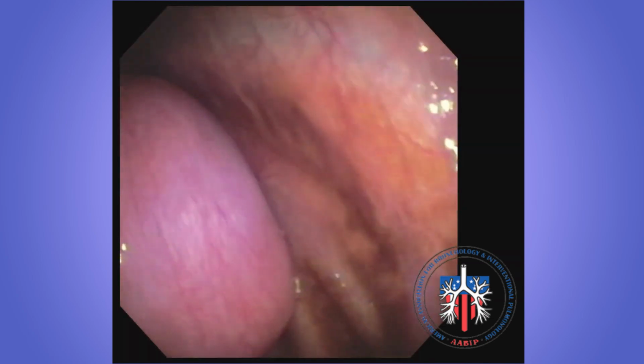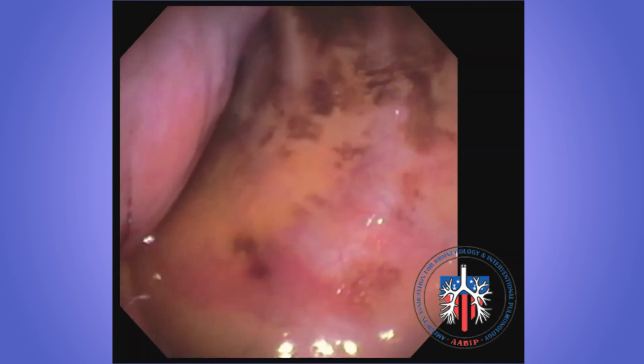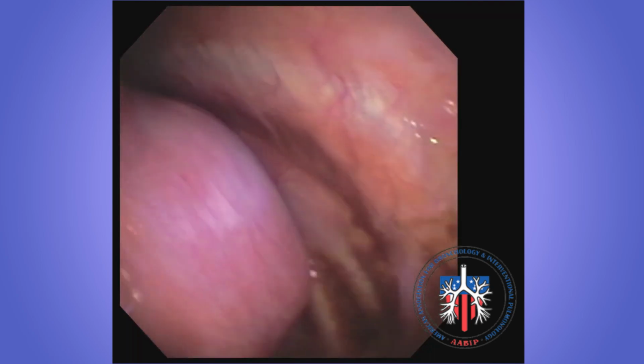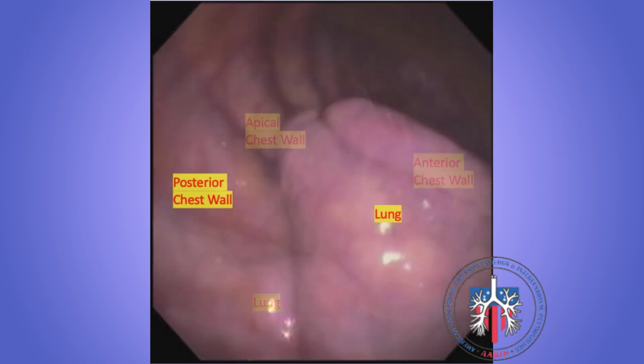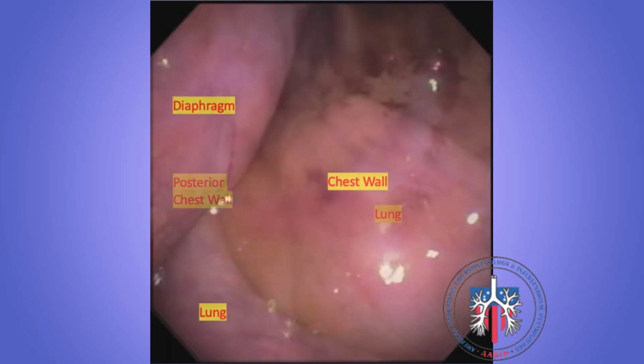To identify anatomy and potential pathology, the pleural fluid should be drained almost completely. When complete, you can identify apical, anterior, and posterior chest cavity, mediastinum, lung tissue, and diaphragm.